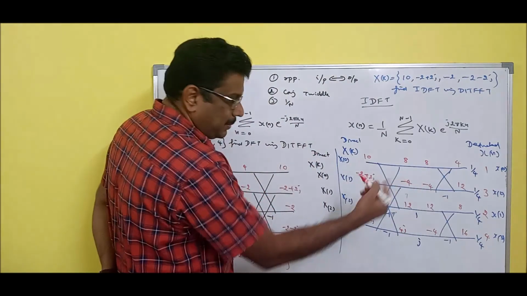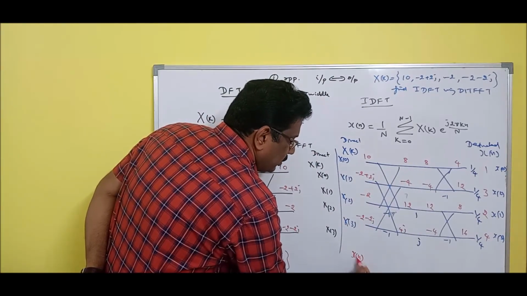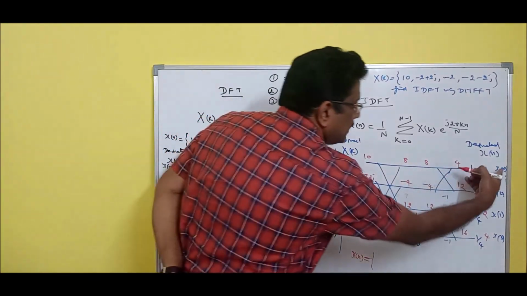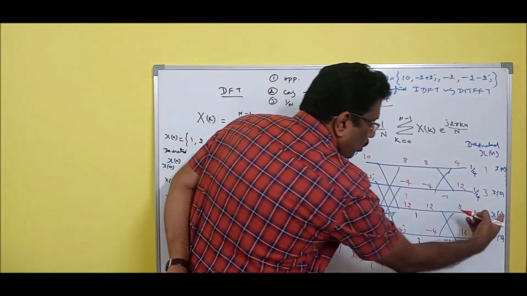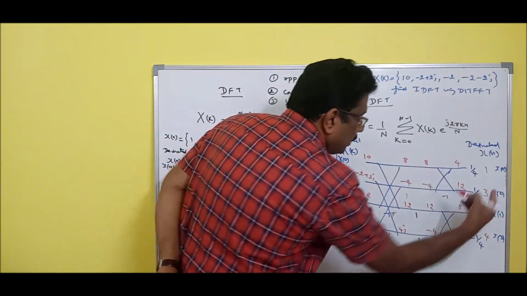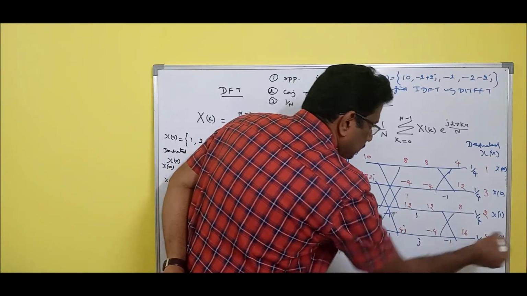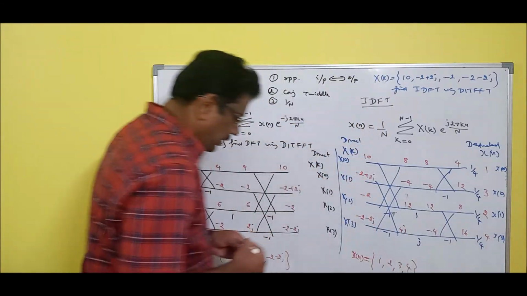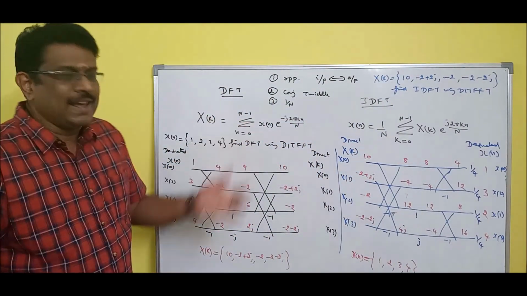Hello, the answer is decimated, am I right? So what should I do? I should rewrite it: 0 location, 1. 1 location, 2. 2 location, 3. 3 location, 4. Beautiful. Yes, I did the IDFT.